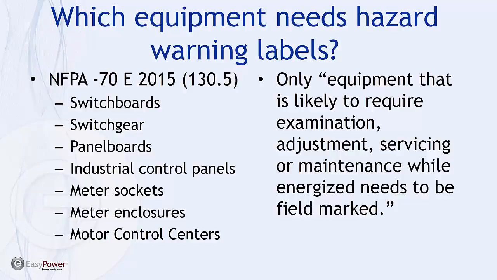In the past, there has been a little bit of confusion over which equipment actually needs labeling or warning labels, and so the 2015 version of NFPA 70E has been more specific. Under Article 130.5, the list includes switchboards, switchgear, panel boards, industrial control panels, meter sockets, meter enclosures, and motor control centers. There's also the caveat that only equipment that is likely to require examination, adjustment, servicing, or maintenance while energized needs to be field marked.